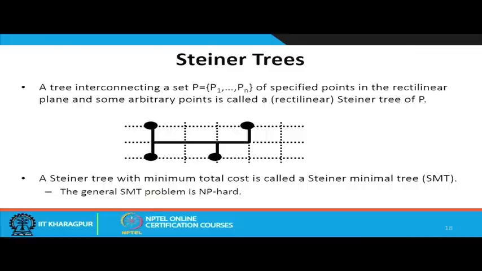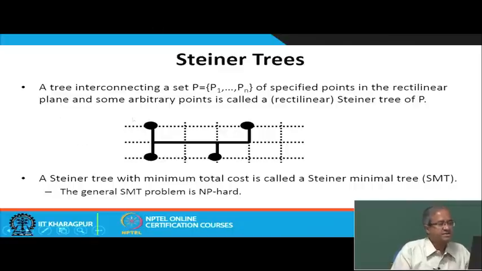So, lastly we look very briefly at something called Steiner trees, which we mentioned earlier. A set of points interconnected by horizontal and vertical segments is called a rectangular Steiner tree, where some bends are allowed even at points where there are no terminals, like here.